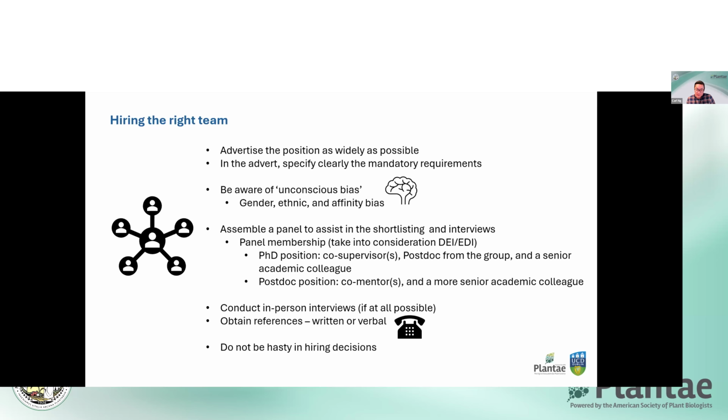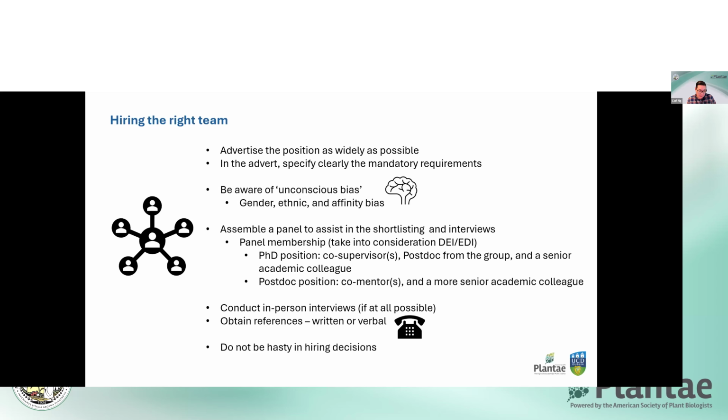Now, depending on the position that you're hiring for, whether it's a PhD position or a postdoc position, you really have to assemble a panel to help you with the shortlisting and interviews. I do not recommend that you do the shortlisting on your own. It's really important to have different perspectives, and also not to conduct the interviews on your own. Make sure it's a panel-based interview.